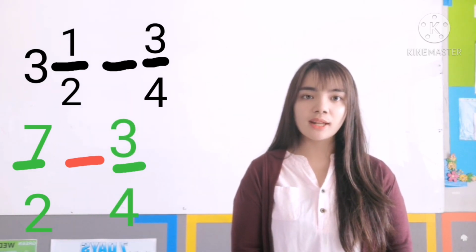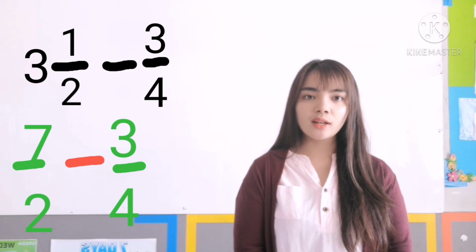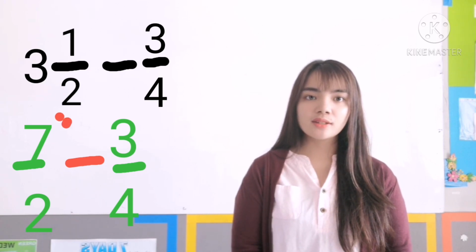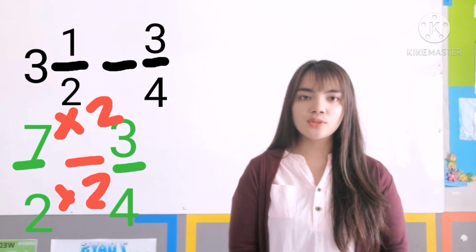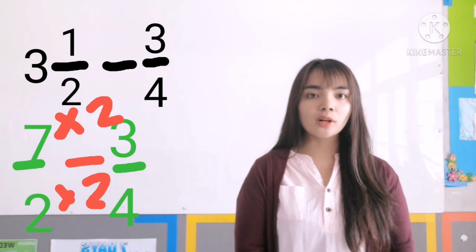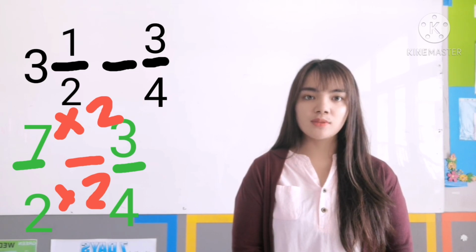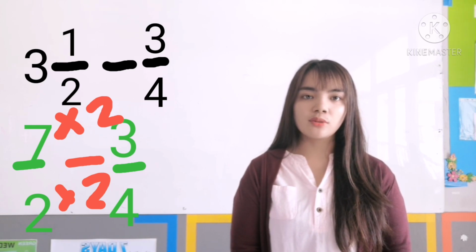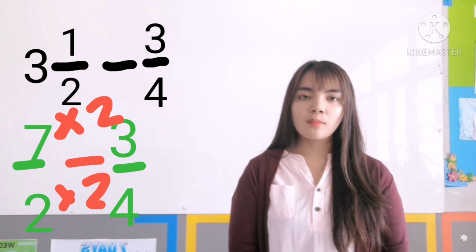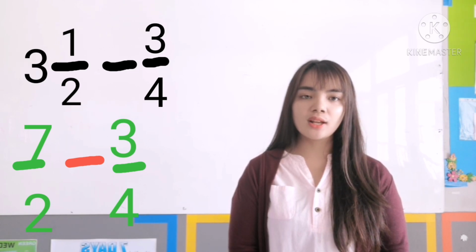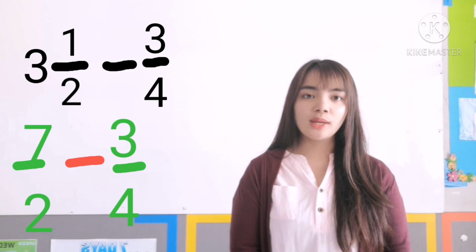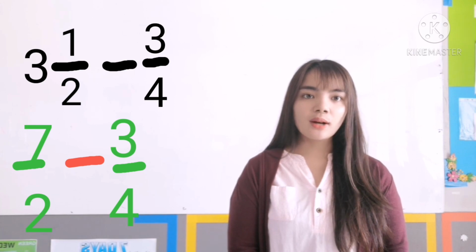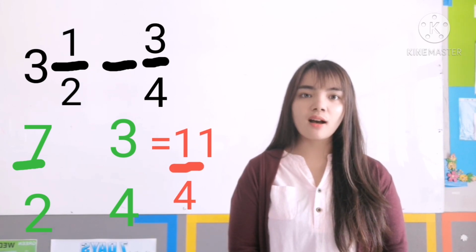Since both our denominators aren't the same, we need to find a number that we can multiply by 2 to make it 4. So it is 2. So 2 times 2 is equivalent to 4. Then 7 times 2 is equivalent to 14. Now we can subtract our numerators. So 14 minus 3 is equivalent to 11. Then we carry our denominator, which is 4. So our answer would be 11 all over 4.